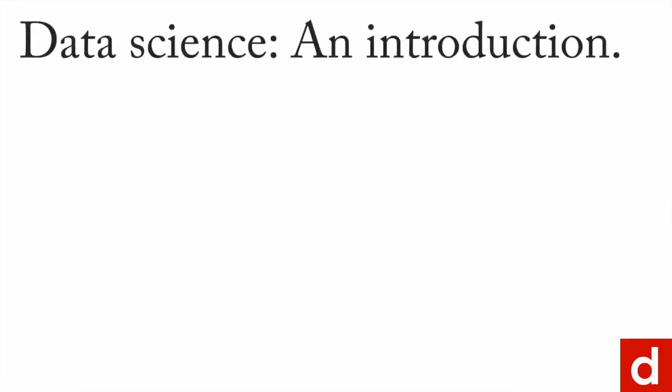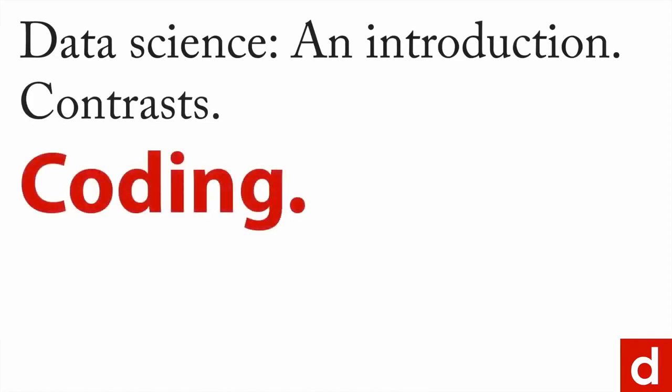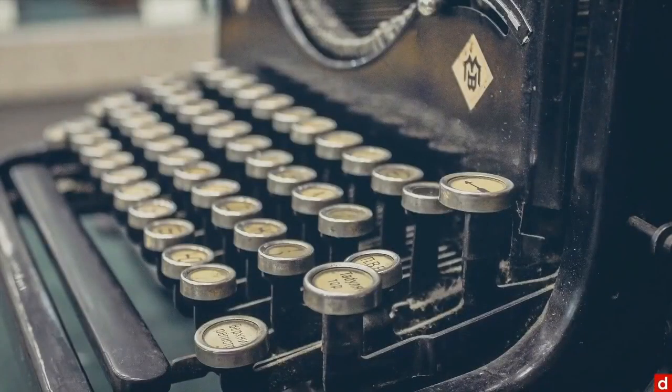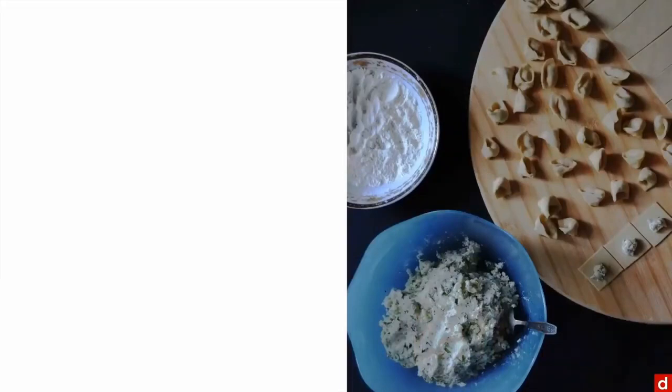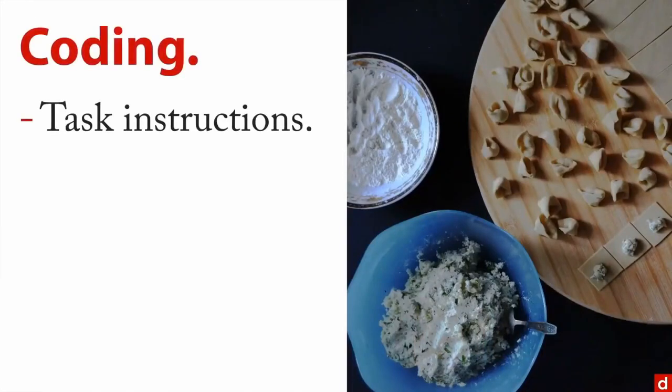Another important contrast you can make in trying to understand data science is to compare it with coding or computer programming. Now, this is where you're trying to work with a machine and you're trying to talk to that machine to get it to do things. In one sense, you can think of coding as just giving task instructions, how to do something, and it's a lot like a recipe when you're cooking.